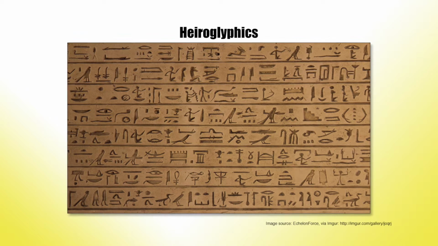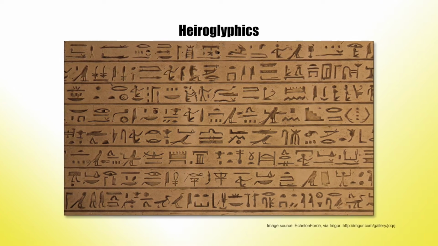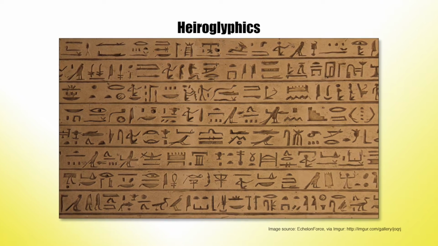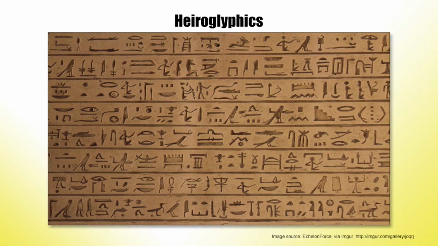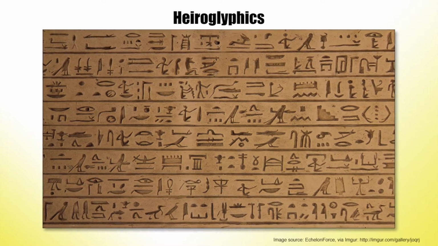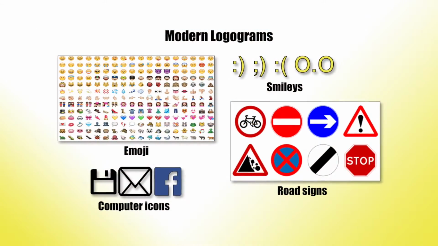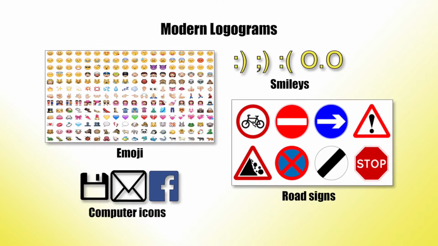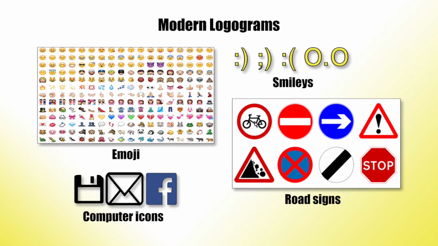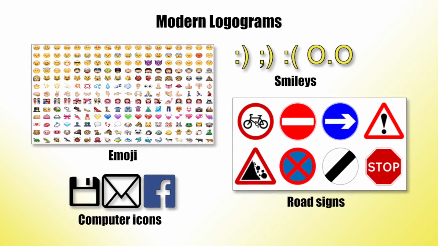Then, there are logographic writing systems such as hieroglyphs. When we think of logograms, we usually imagine ancient writing systems such as the Egyptian hieroglyphic system. But in truth, we still use logograms every day. Emoji are a form of logogram, as are street signs and smileys. Even the gender symbols on public toilets and the icons on your computer are logograms.